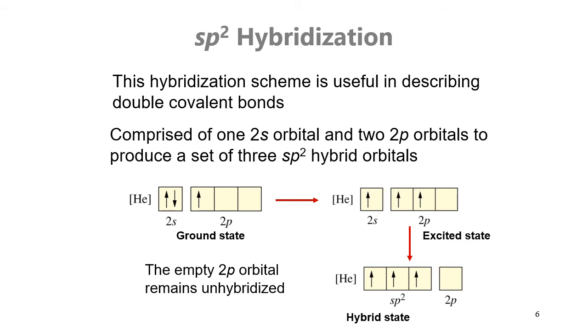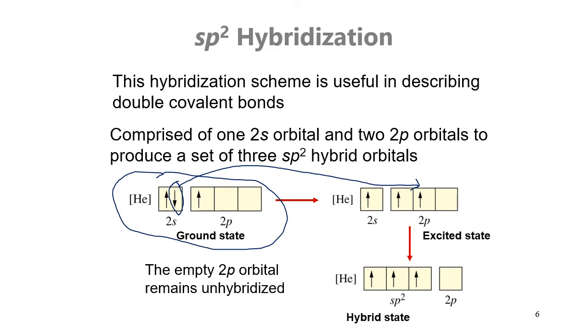This is a general orbital diagram. So 2s2 and 2p1 here, 2s2 and 2p1 as the ground state. In the excited state, one electron from the 2s actually gets promoted to this orbital. So this is the excited state, and then the hybrid state, sp2. So one from s and the other two are from p, leaving an empty 2p orbital, which remains unhybridized. So this is the hybrid state for sp2.